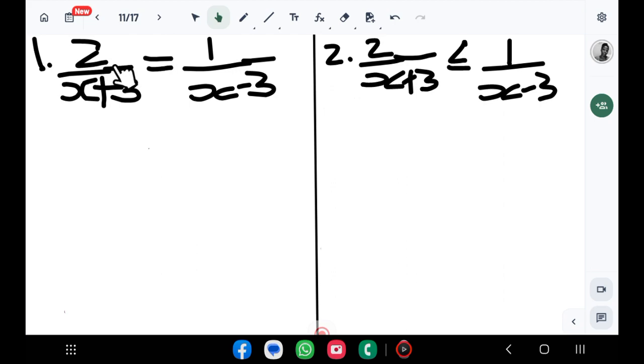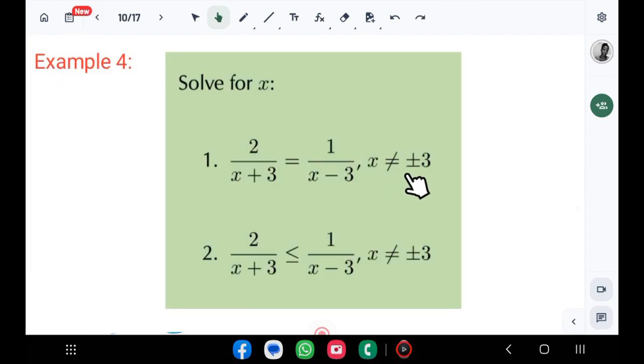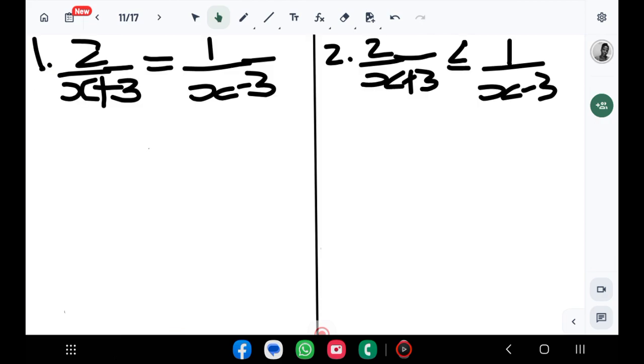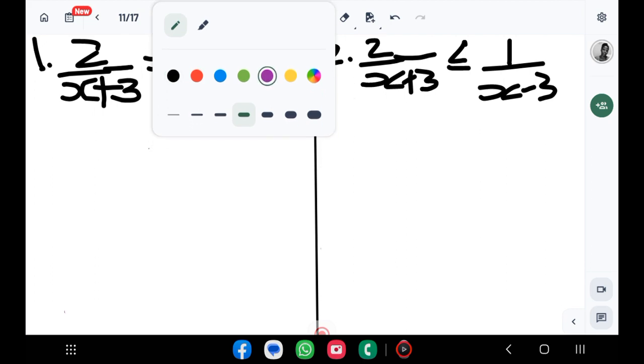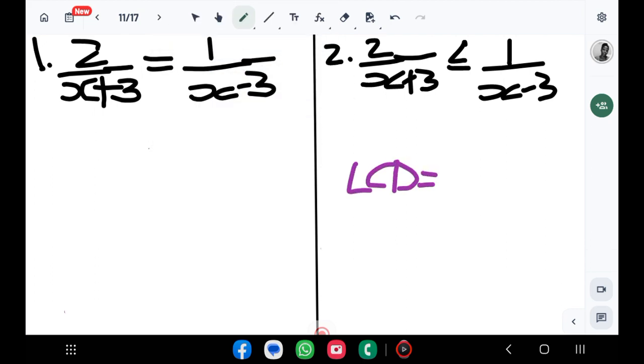So what we do is, remember, your x must never be equal to 3 or negative 3, because it will make any of the denominators 0. That's making them undefined. We don't need that. That's why the restrictions. Notice the restrictions in the original: x must not be equal to 3 or negative 3. Same for the inequality. Now step number 1 is you find the lowest common denominator. What is the LCD here? The lowest common denominator is a product of the two denominators. So that is x plus 3 times x minus 3.